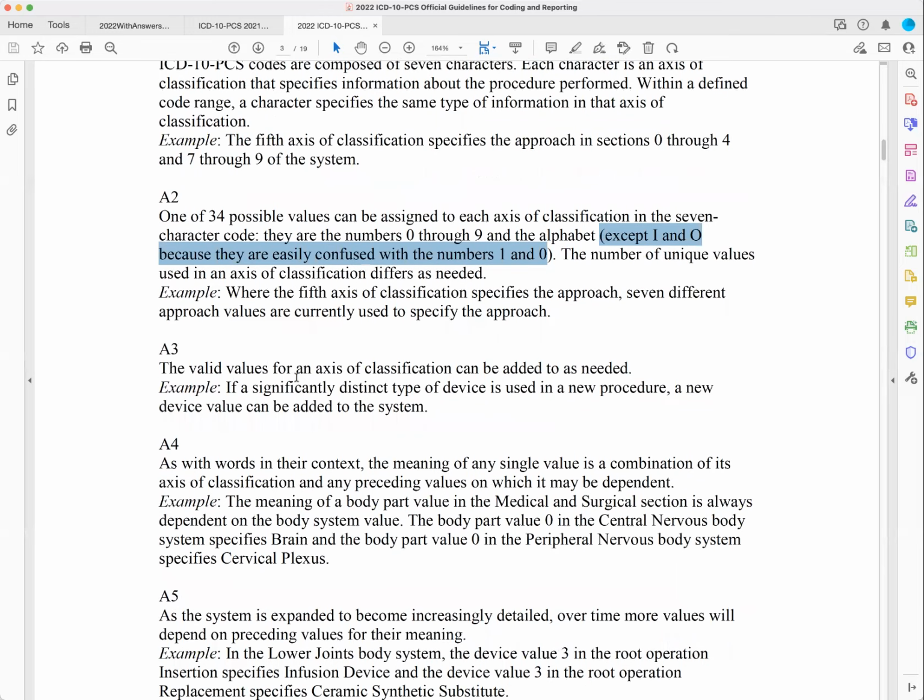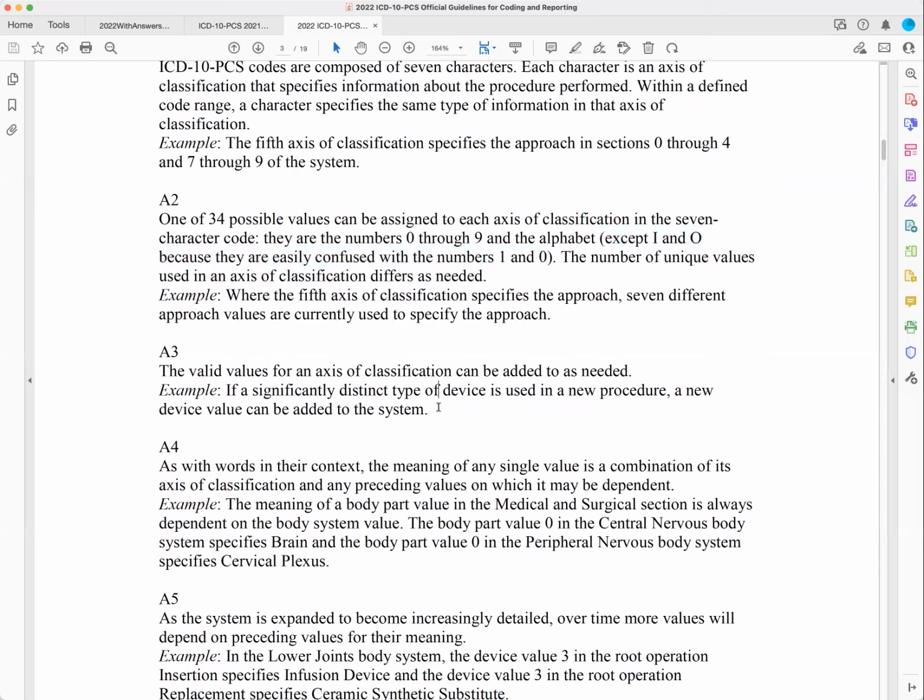Values can be added as needed. So ICD-10-PCS, one of the great things about it is it leaves a lot of room for expansion because not every character is used in every single table. So not every particular root operation is going to have the same character values. So when something changes or comes up new, there's room within the classification system to go ahead and add that value. So it's expandable.